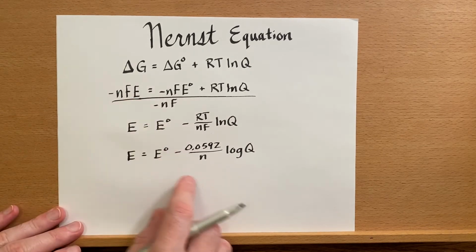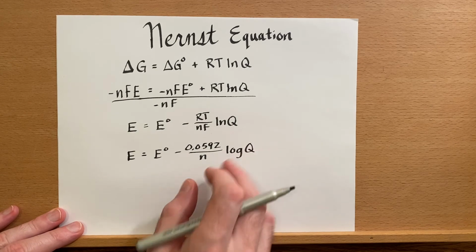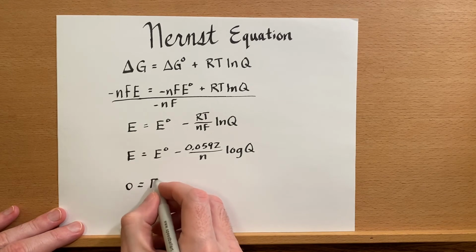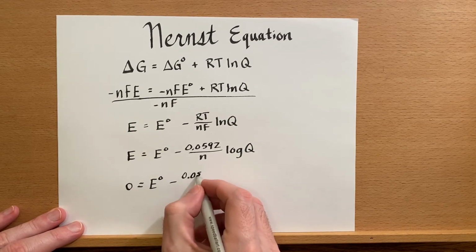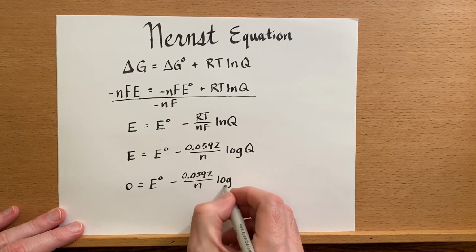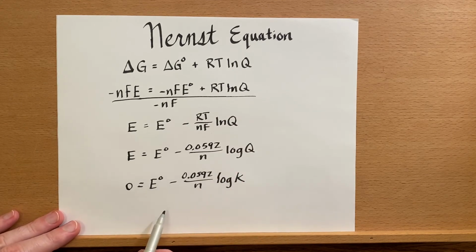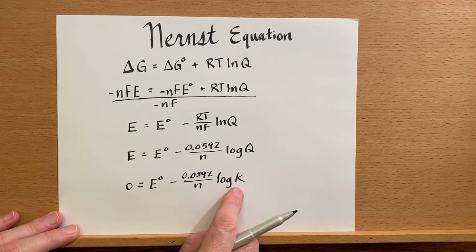And so if we wanted to write this equation using the equilibrium constant in place of Q, we would simply equate it to 0. So 0 equals the standard potential minus 0.0592 over n times log K. This can be a useful equation for determining the equilibrium constant of a reaction.